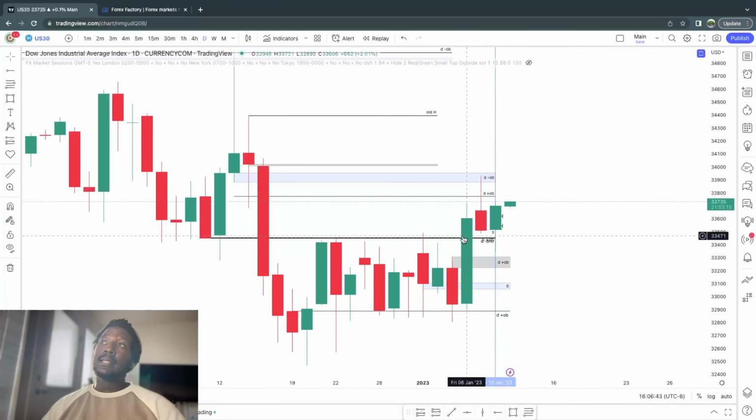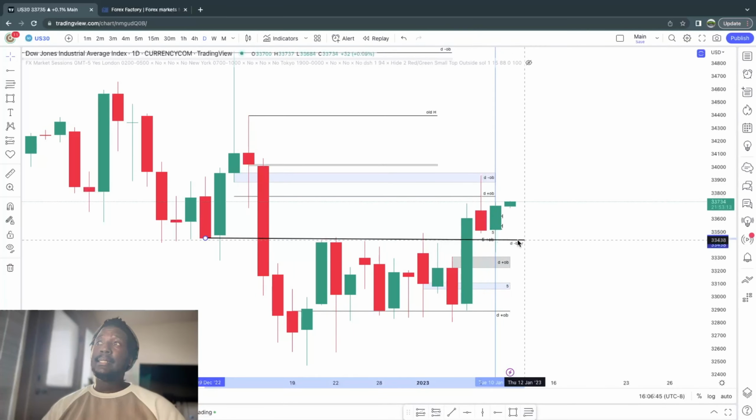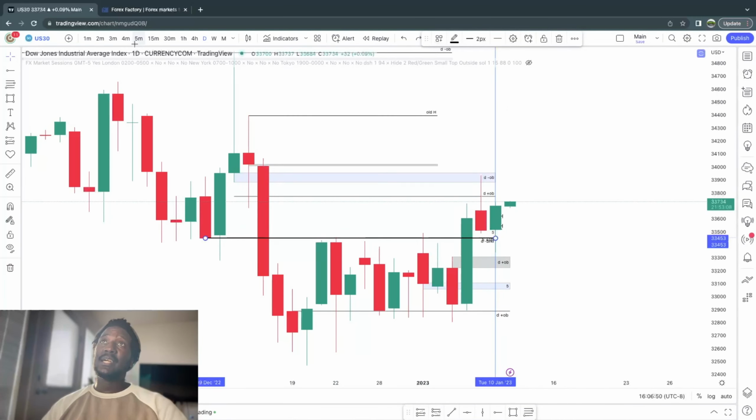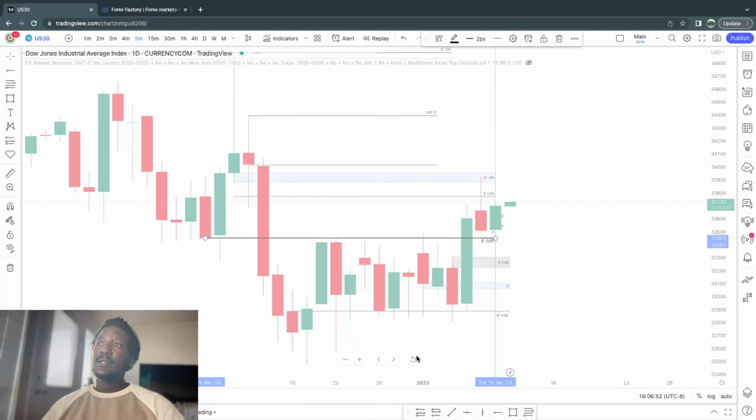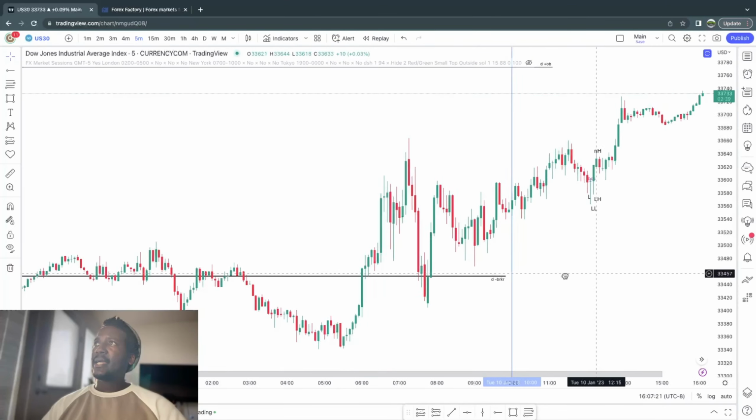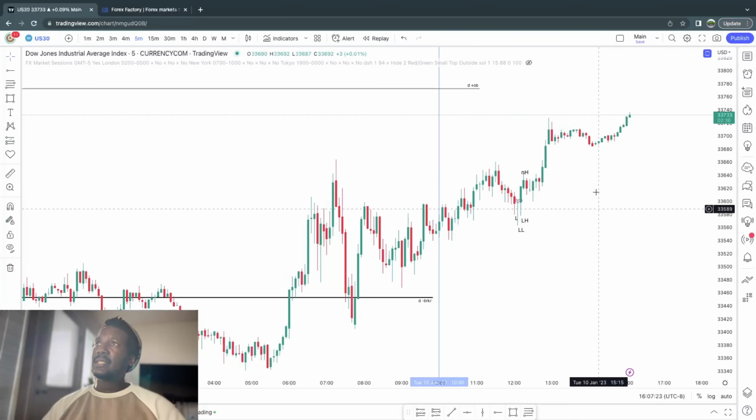So I call that line a daily breaker. So there it is, and we're gonna see it when we go to a lower time frame. So now let's head straight to the 5 minute time frame. Okay, so now we're on that 5 minute time frame.